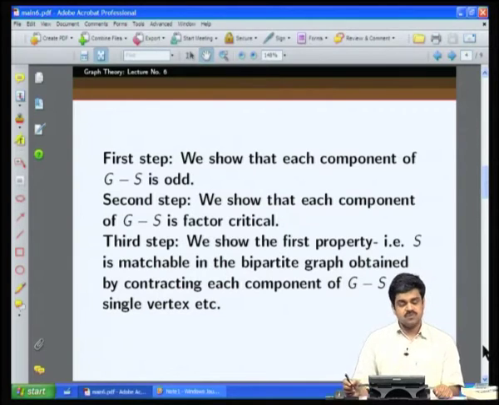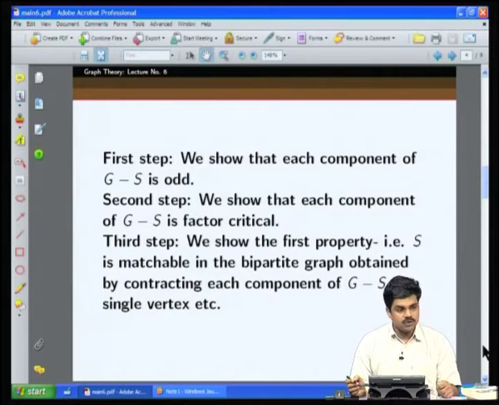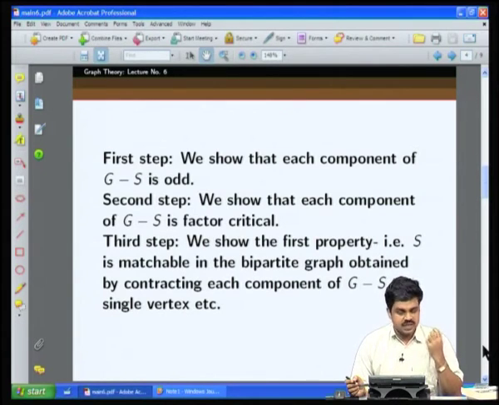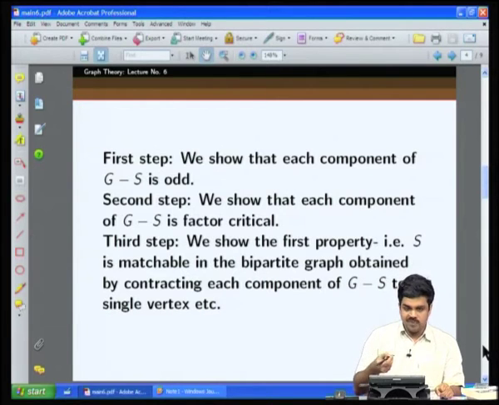So, what are the steps we followed? The first step was to show that each component is odd. We showed that if any component is not odd, that means if it is an even component, then I can move one vertex from that even component to the set S, and we will get a new set S union X, which will be a bigger set from F, which will be a contradiction. That is what we did.